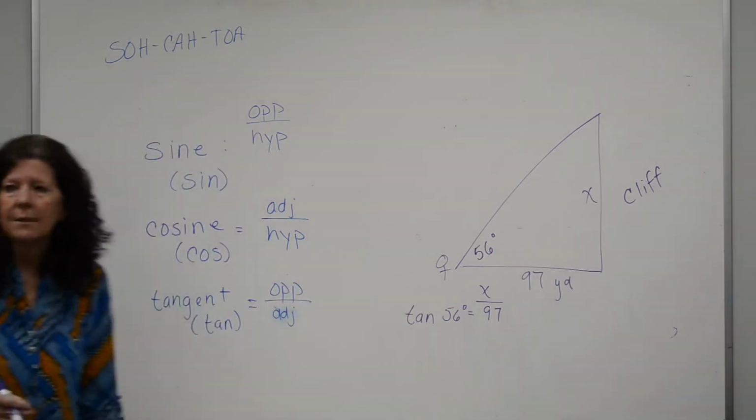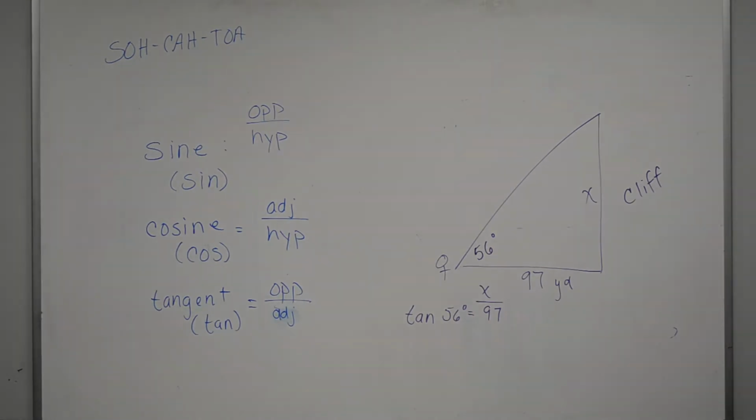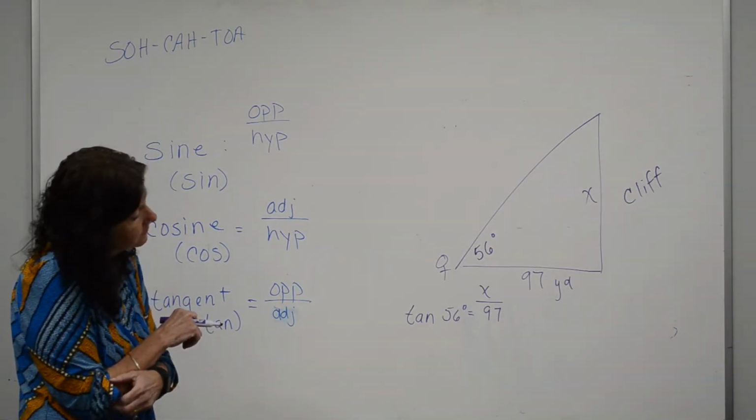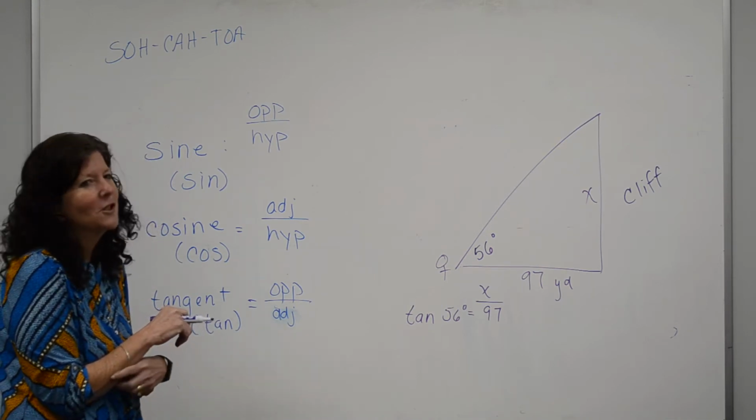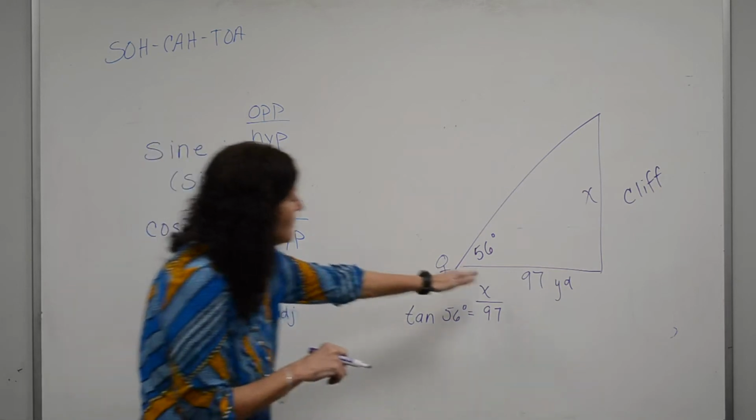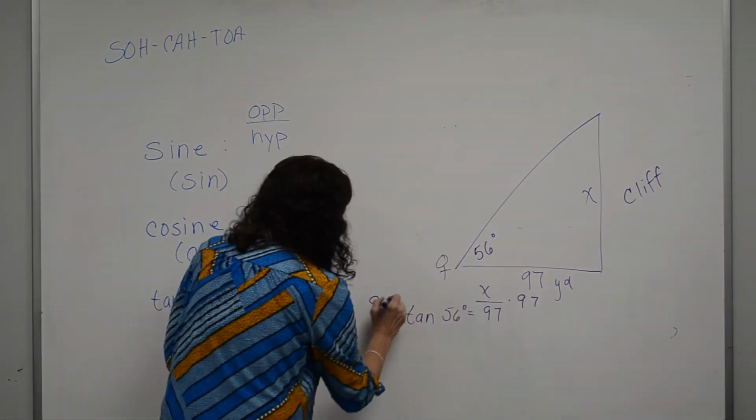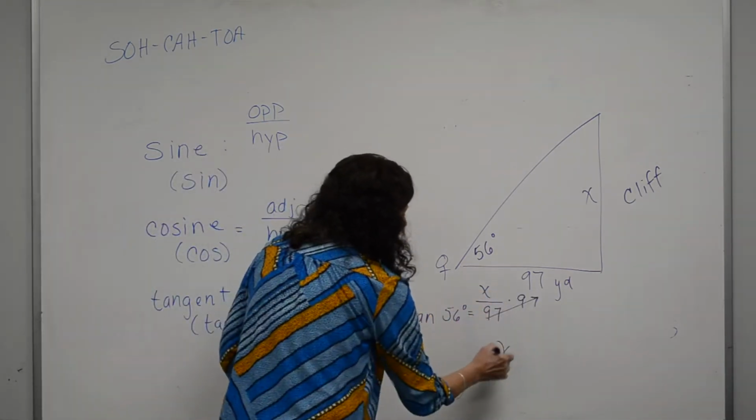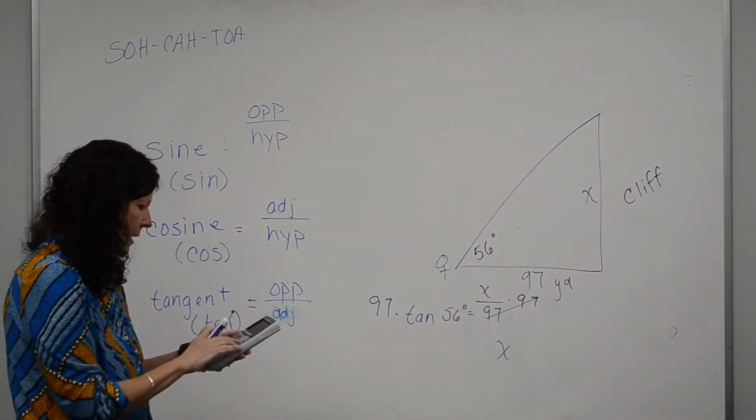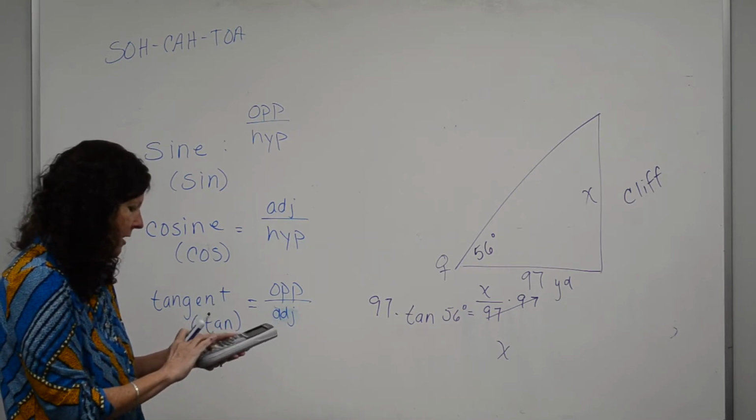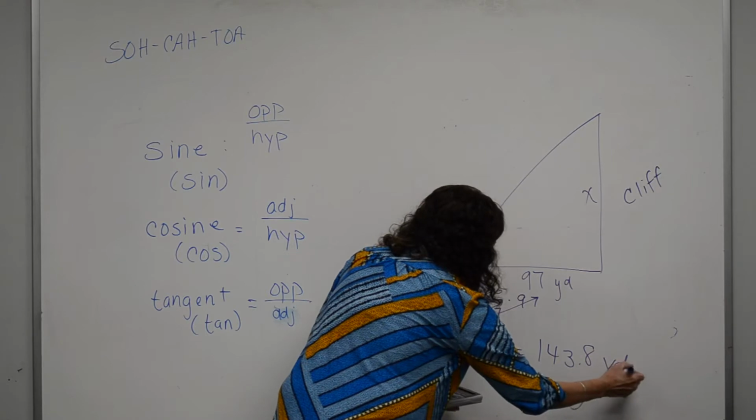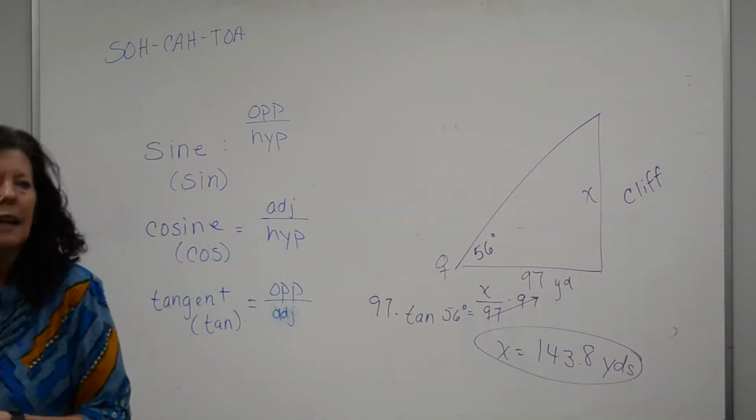All right. Can I solve for x? How do I get rid of that 97? This is back algebra 1 stuff. It's already dividing. If I'm dividing here to get rid of something, I would have to multiply. So that leaves me my x by itself, which would be the height of the cliff. So I take my calculator and I go 97 times the tangent of 56, and it gives me 143.8. I'm going to assume it's in yards because the other side was in yards, and I have my answer for the height of the cliff.